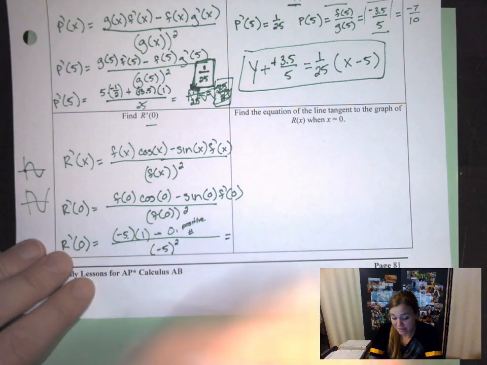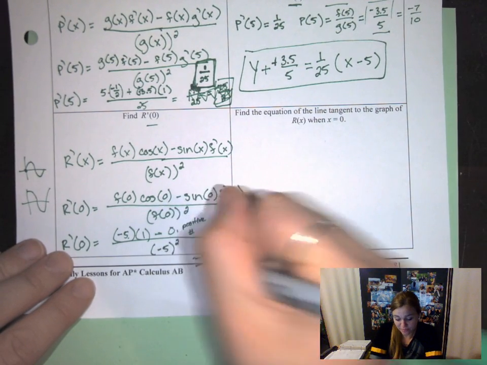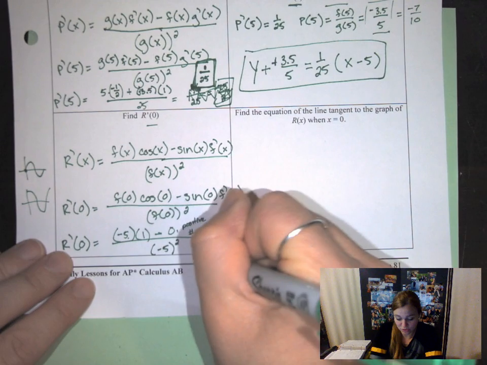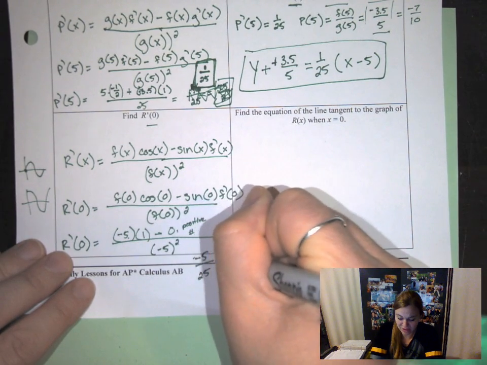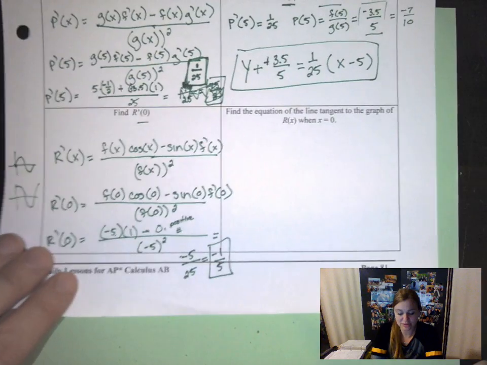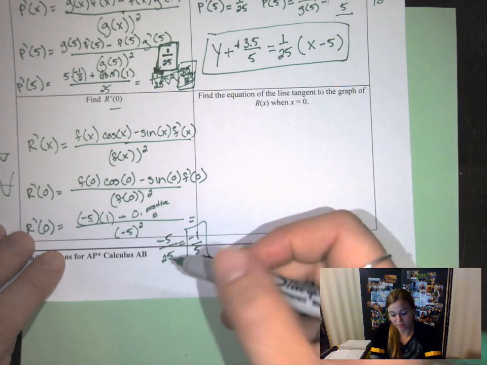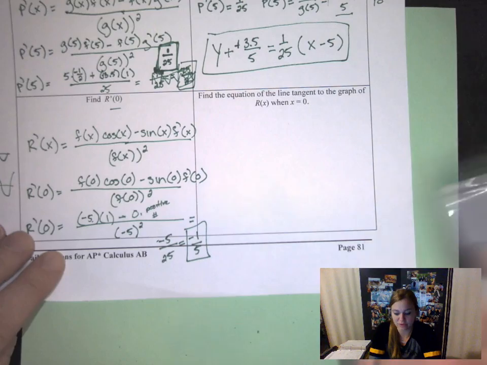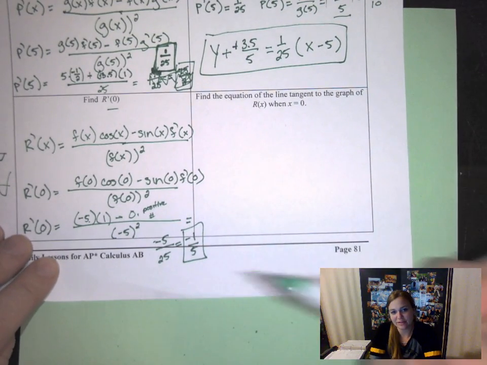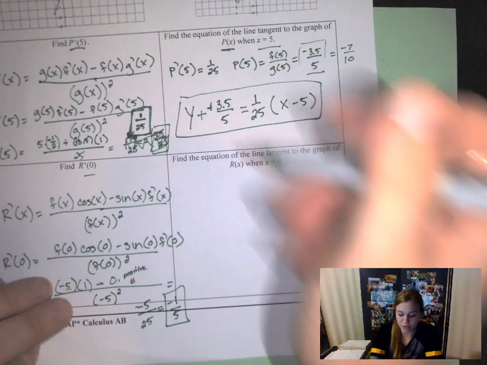Negative 5 times 1 is negative 5, minus 0 is still 0, over 25, also known as negative 1/5. And if you're like, why did you just simplify that one? Why didn't you keep it as negative 5 over 25? Because I felt like it. I felt pretty confident that I wouldn't mess that one up. But you don't have to.